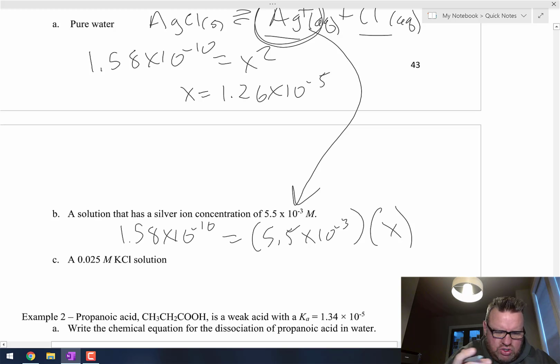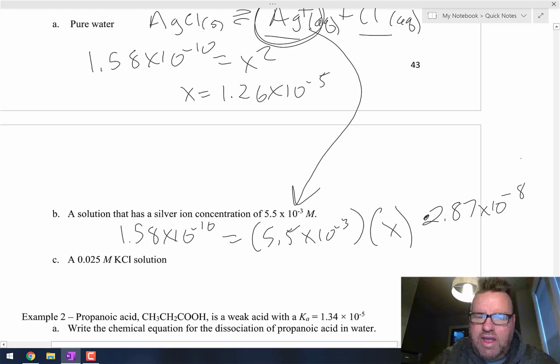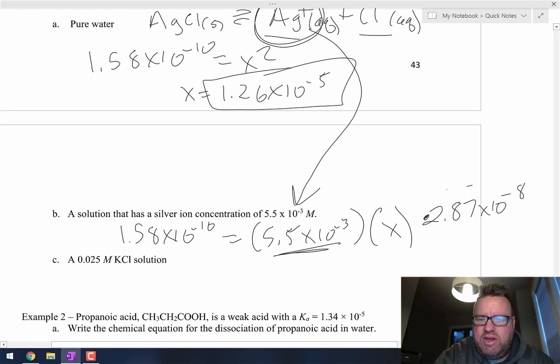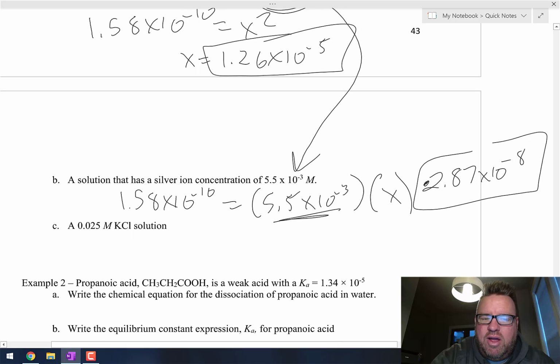And I get 2.87, not negative, 2.87 times 10 to the negative 8th. What happened to the solubility of AgCl when we added a common ion? It was 1.26 times 10 to the minus 5th, and now it's 2.87 times 10 to the negative 8th. Much, much less soluble once we add that common ion.